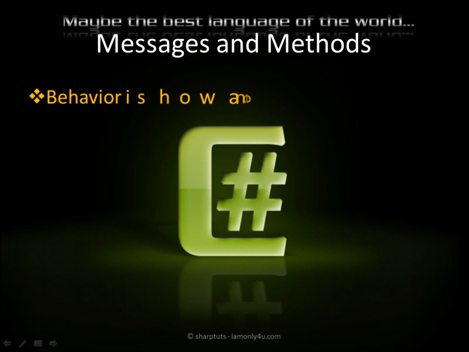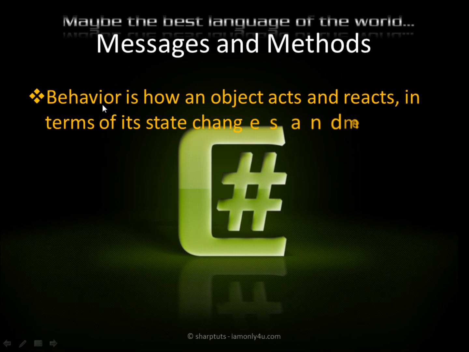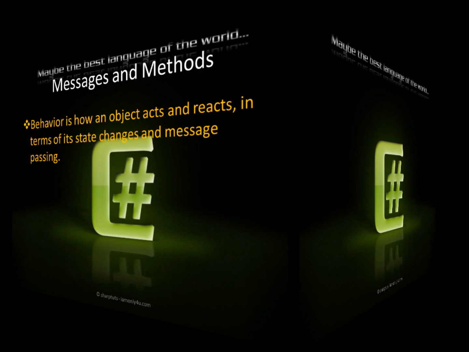And so let's see, what does it describe? Behavior is how an object acts and reacts. Okay, so messages can be behavior and methods can also be a behavior. And it is how an object acts and reacts in terms of its state, change and message passed. Messages are passed between the functions or between the block of codes or chunk of codes. So messages and methods cover that.